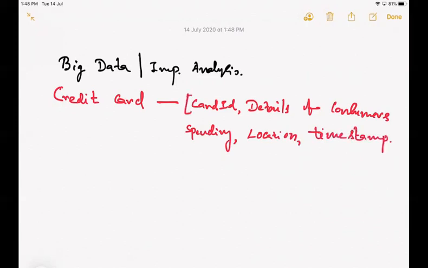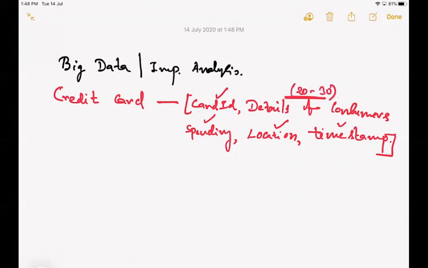Now, for this example, we are just limiting the parameters to an understandable number of parameters, so that the example does not get very big for us. Now, obviously this card ID, the amount spending, the location, and the timestamps are the singleton parameters. That means they have only one value, whereas the details of the consumer is going to be a very big set of data, which can include 20 to 30 parameters itself.